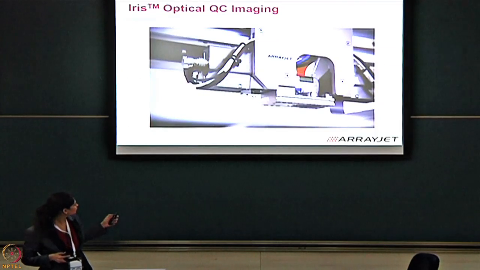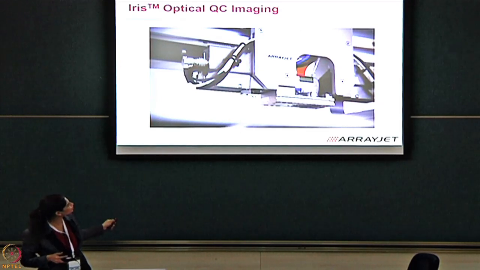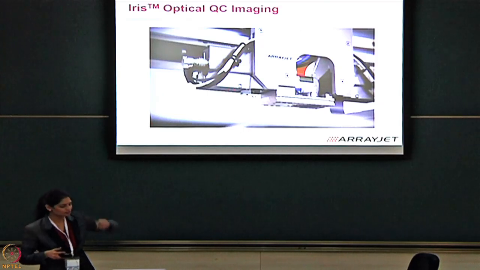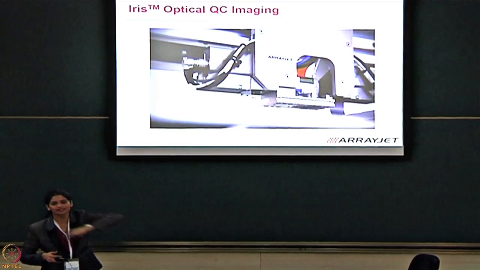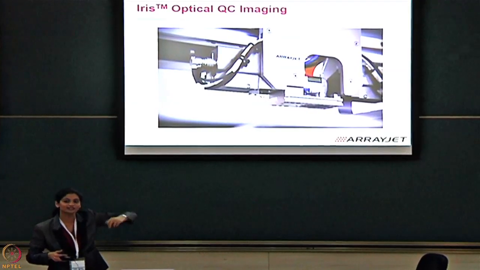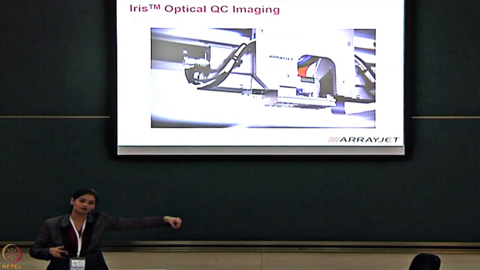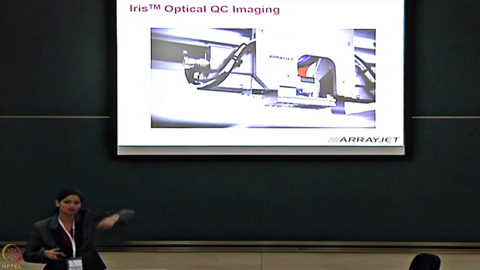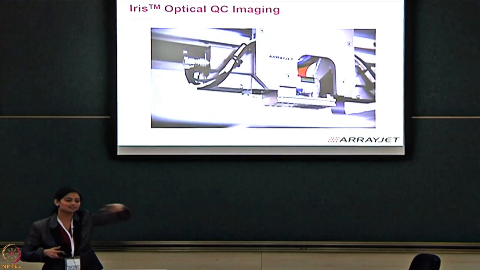That's how it looks. So these two are the cameras. So the camera is actually here. When it moves, the camera flashes on the slide and it takes a picture. It captures an image in real time of every spot that gets printed, every section of spots. So that's 12, that's 32 in a row. It'll take pictures of all 12 at a time.